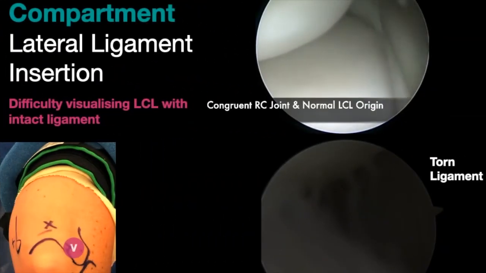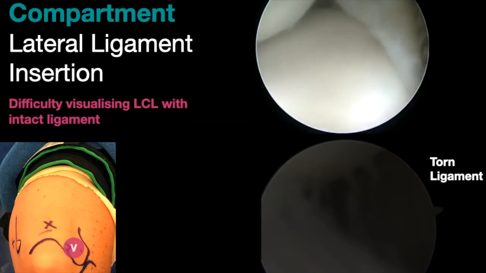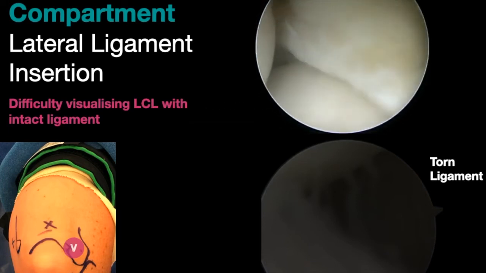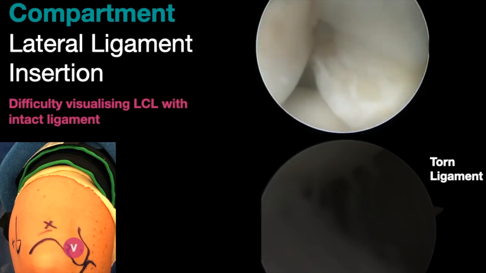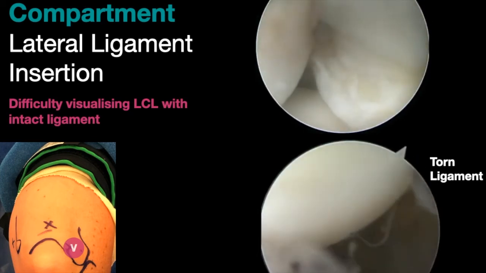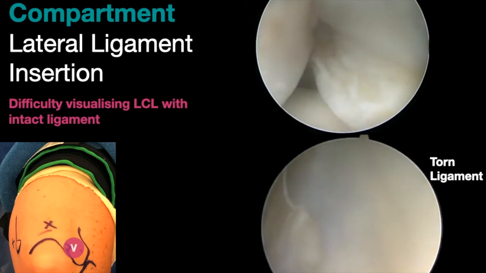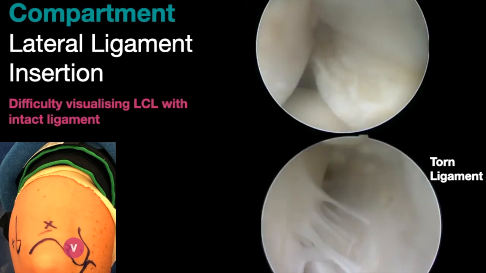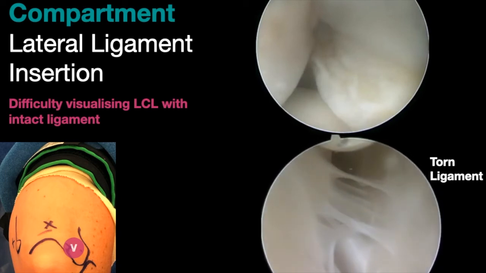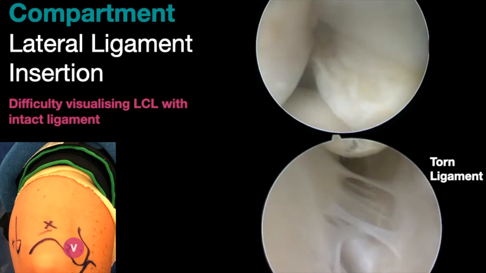In the posterolateral compartment we can also look at the lateral ligament insertion to assess its integrity, and it should be quite hard to get the scope up into this area in the intact situation, whereas in the abnormal situation it's both easy to get into this area and then view that the ligament's torn away from the epicondyle.